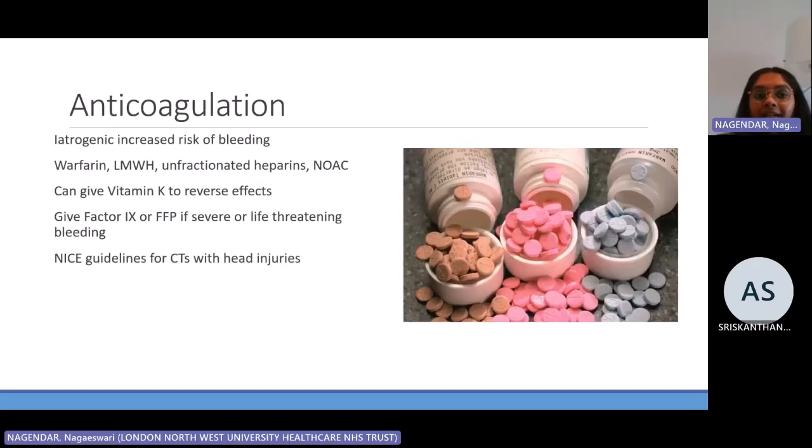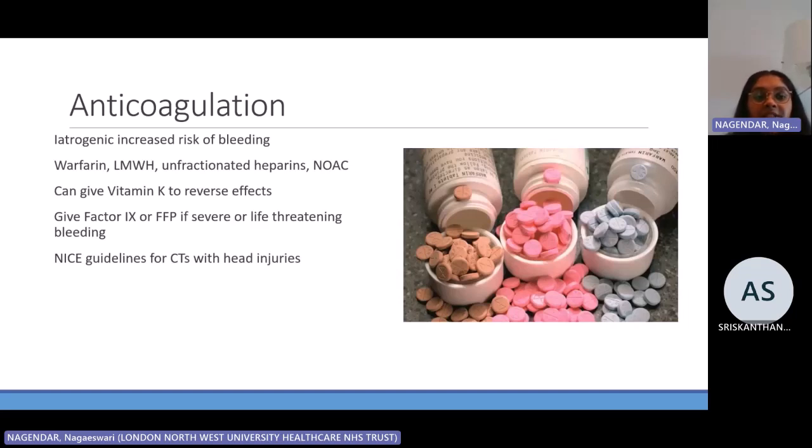Another very common iatrogenic increased risk of bleeding is from anticoagulation. Now, we anticoagulate a lot of patients, so there are different anticoagulants to consider. Warfarin is being phased out now for some conditions, but patients who have metallic heart valves, etc., will be on warfarin. There's low molecular weight heparins.